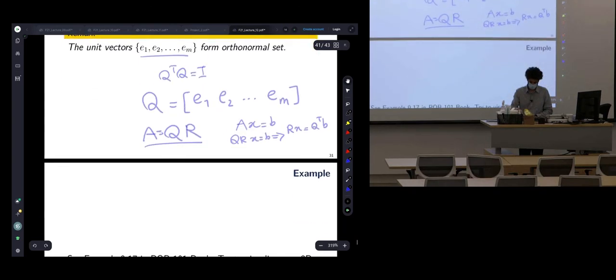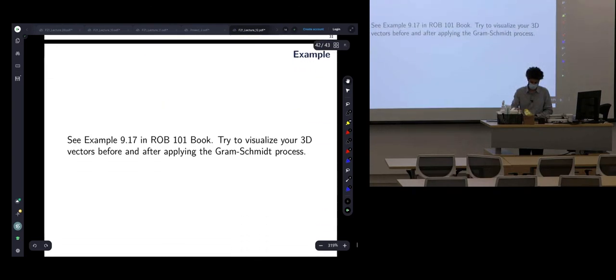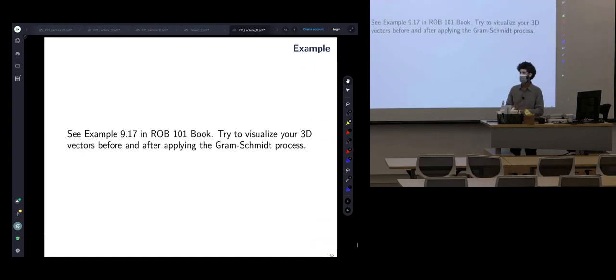So that's all for today. What we learned is inner product, orthonormal vectors, orthogonal vectors, and the Gram-Schmidt process to generate a set of orthonormal vectors from a given set of linearly independent vectors.